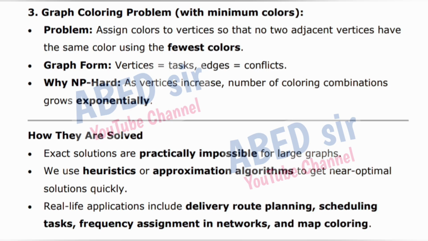How are they solved? Exact solutions are practically impossible for large graphs. We use heuristics or approximation algorithms to get near-optimal solutions quickly. Real-life applications include delivery route planning, scheduling tasks, frequency assignment in networks, and map coloring.